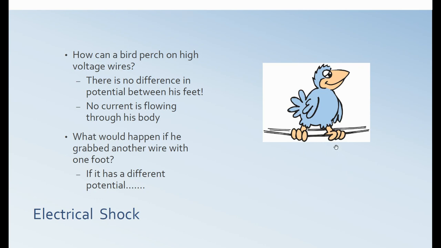But now let's say this bird happened to grab another wire with one foot. If that wire had a different potential, then the current could go through his body and out through the other foot, and he could get shocked. Sometimes this happens. For instance, squirrels like to make nests in electrical transformers, and that's okay until they have one foot on one wire with high voltage going through it, and then they touch a metal object or another wire with the other foot. Then we have a barbecued squirrel, and our transformer goes out, and our lights are out until they can fix it.